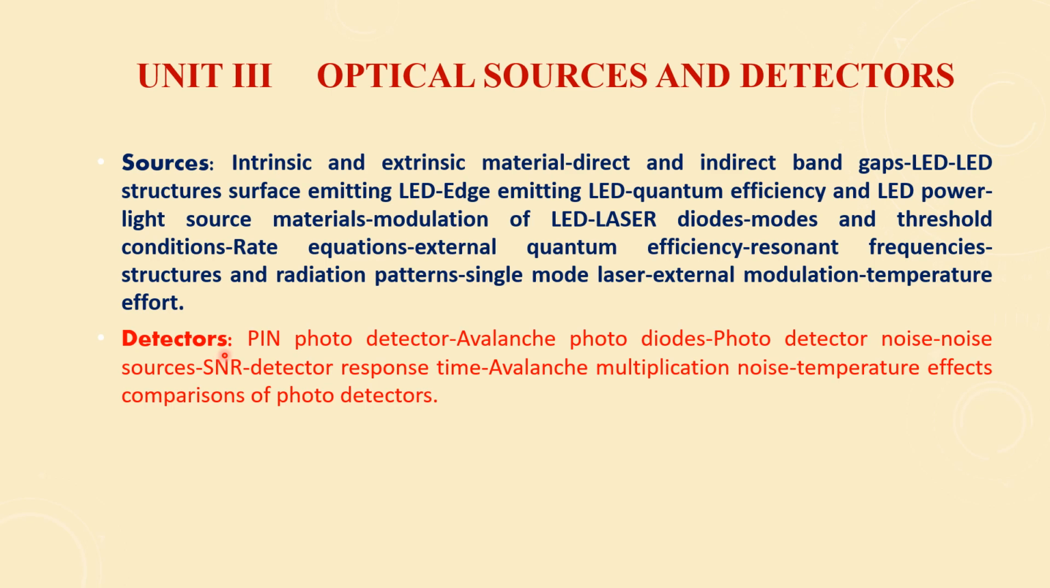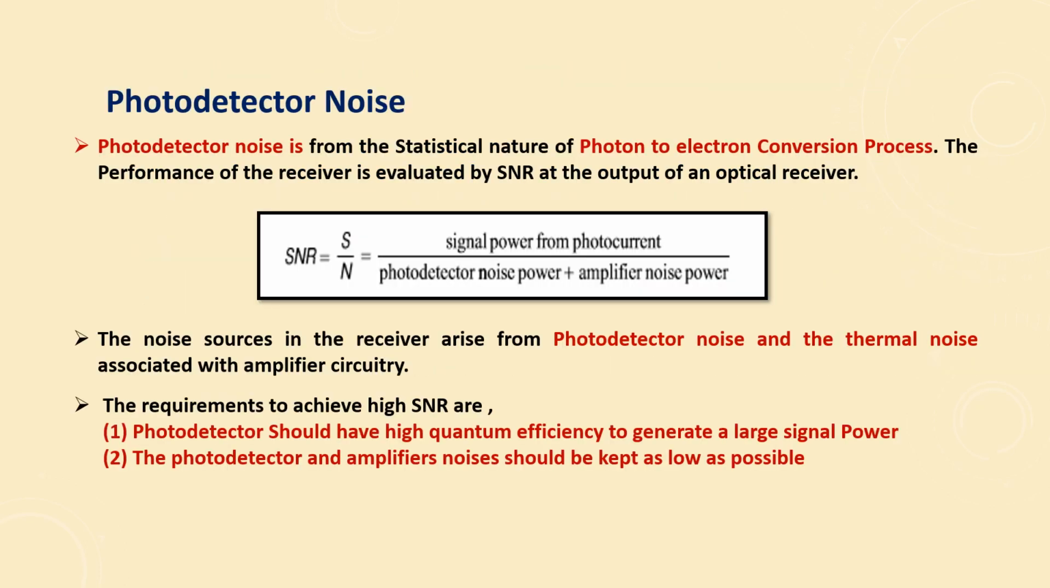In the last video, we discussed the types of photodetector, their purpose and their characteristics. Now in this video, we are going to discuss noises, that is noise sources, and we are going to evaluate the signal to noise ratio. So first of all, the signal to noise ratio.